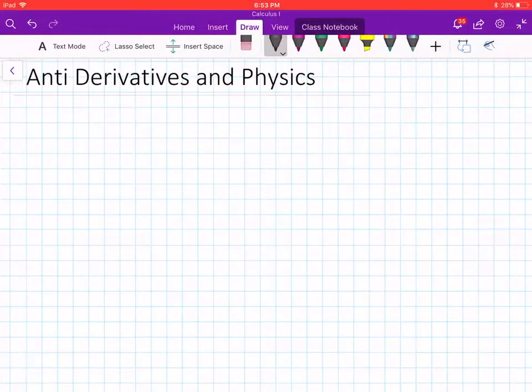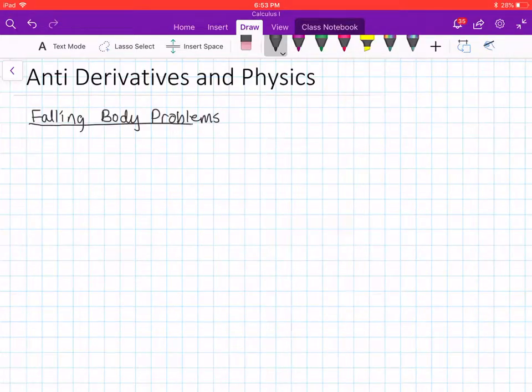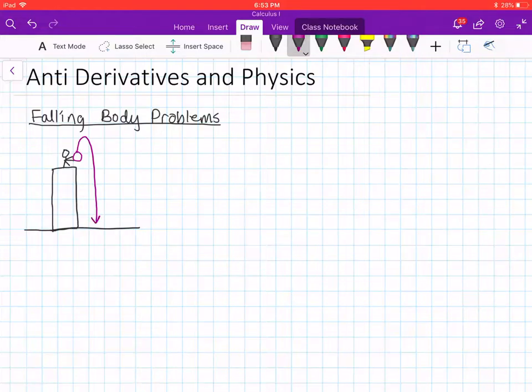Okay, so the next topic here is antiderivatives in physics. For this, we're going to look at just falling body problems. All that means is that we're going to be, for instance, on top of a building, and then we're going to throw a ball upwards, and then gravity's going to take it, and then it's going to fall down.